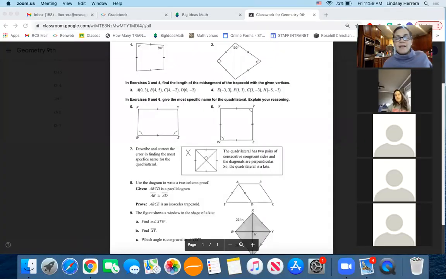Okay, so now let's look at 5 and 6. Number 5 says give the most specific name for the quadrilateral. We have one set of parallel lines. We don't have 2 sets, so that knocks out parallelogram. We have one set of base angles congruent. So what can we say about number 5?